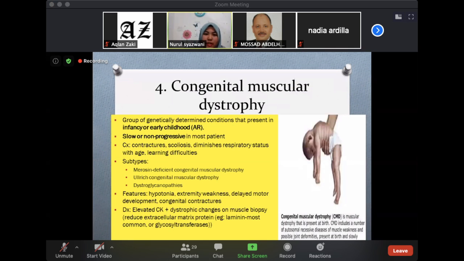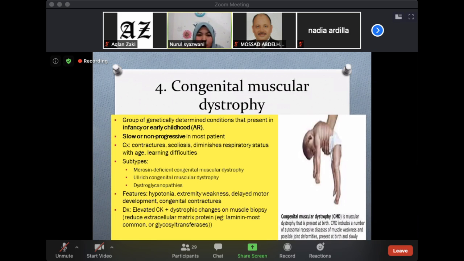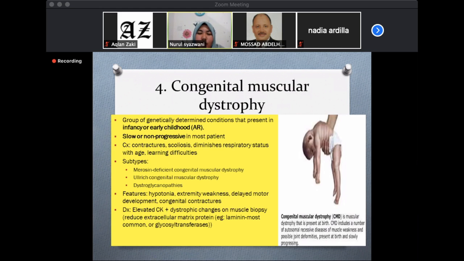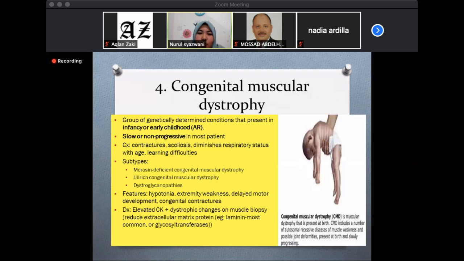Okay, the last part is congenital muscular dystrophy. Congenital muscular dystrophy is a group of genetically determined conditions that present in infancy or early childhood. It is autosomal recessive, but the disease is slowly progressive or non-progressive in most patients. The patient will have contractures, scoliosis, diminished respiratory status with age, and also learning difficulty. There are subtypes of congenital muscular dystrophy, but we can just look at the features. The infant or child will have hypotonia, extremity weakness, delayed motor development, and congenital contracture. To diagnose congenital muscular dystrophy, we combine elevated creatine kinase and dystrophic changes on muscle biopsy.